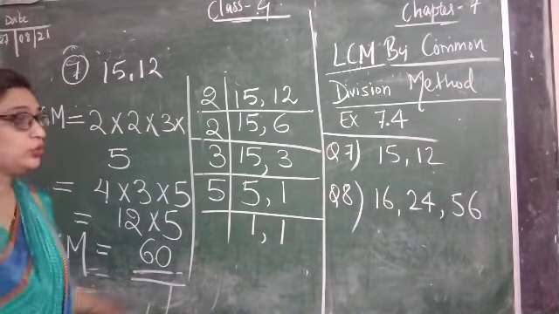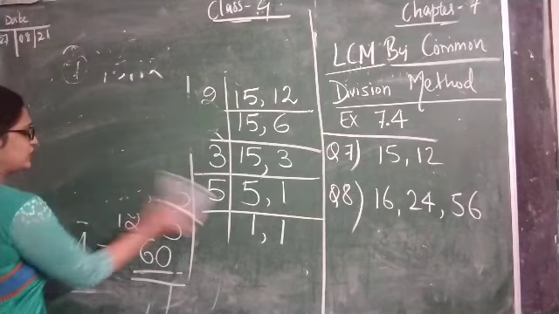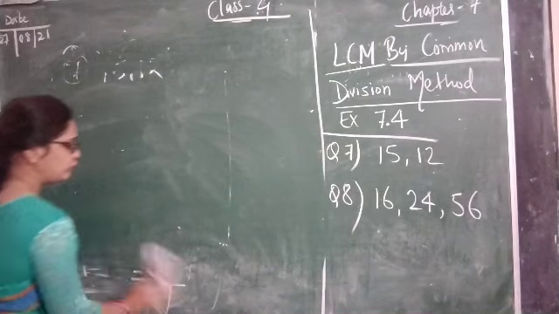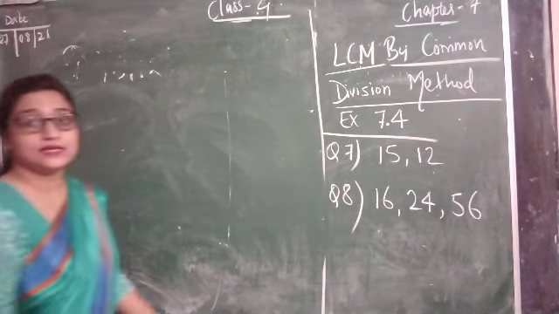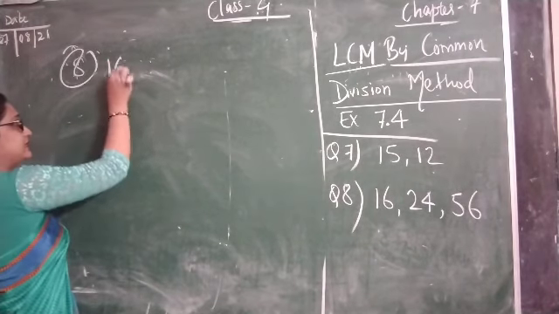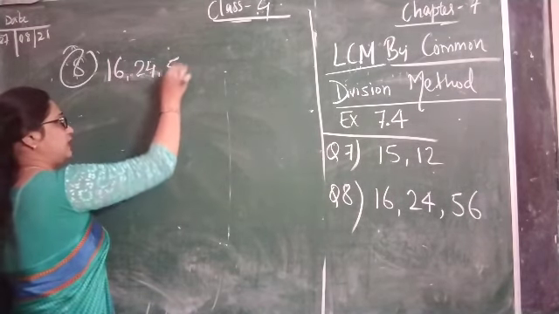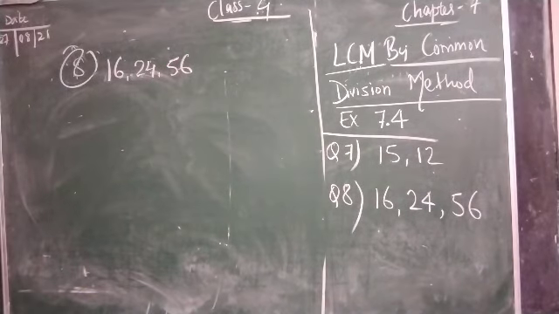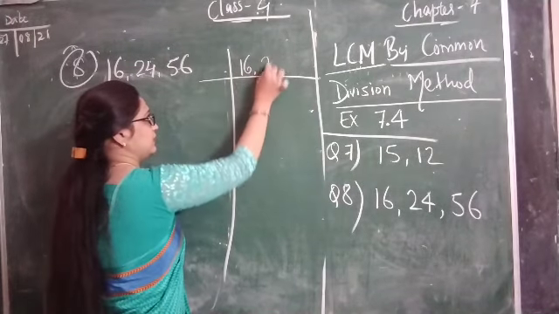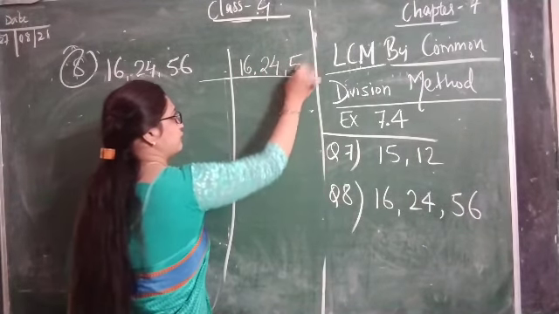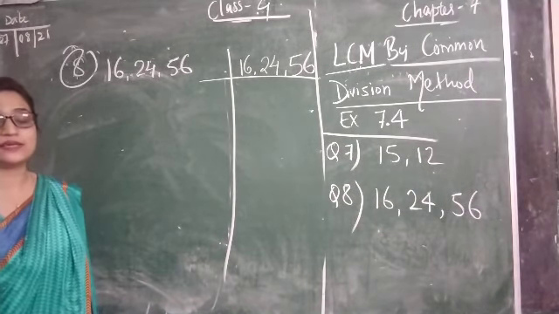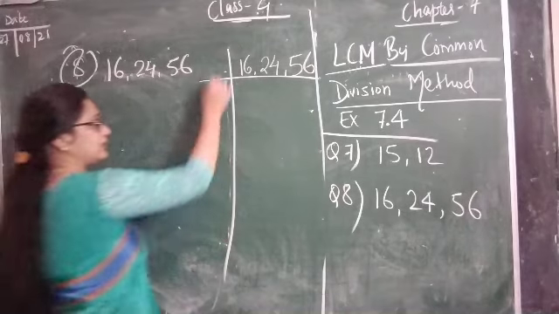Let us move forward to our next question, that is question number 8. Here 3 numbers are given, so we have to find the LCM of these 3 numbers. Question number 8 is 16, 24 and 56. Now let us take the LCM of 16, 24 and 56. First step is to divide them by using the lowest common factor, that is 2.